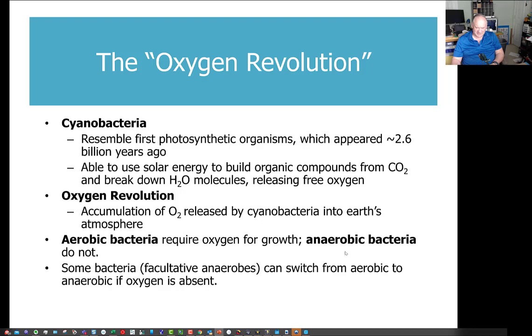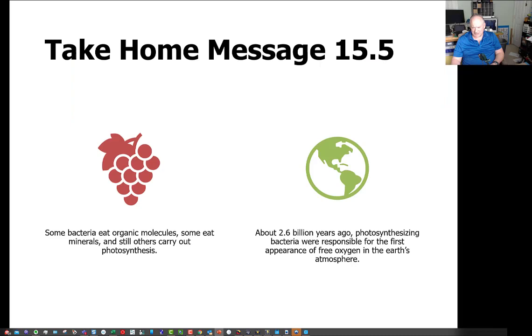Some bacteria are facultative anaerobes, which can switch from either one. E. coli is one of those organisms that can do that, or Escherichia coli, I've already mentioned, that distant cousin of Salmonella. So some bacteria can eat organic materials, some eat minerals, others can carry out photosynthesis. And this occurred, these organisms that were photosynthesizing about 2.6 billion years ago, and literally changed the Earth's planet environment, which is a good thing.